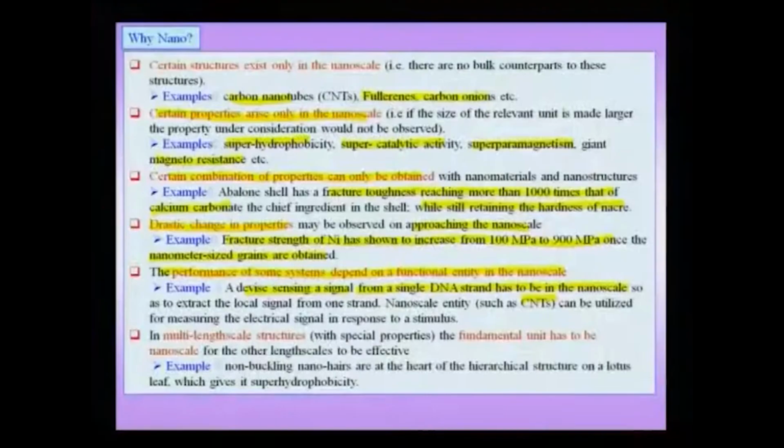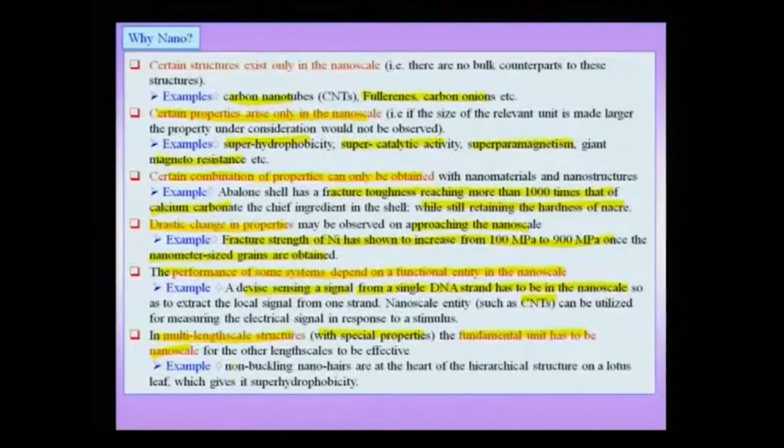We have also already seen one beautiful example: in a multi-length scale structure, which has very special properties, the fundamental unit has to be of the nanoscale. If I do not start at the fundamental unit of the nanoscale, then I may have some enhancement in the properties, but the overall structure will not have the kind of beautiful property which we saw in the case of the lotus leaf or the gecko feet.